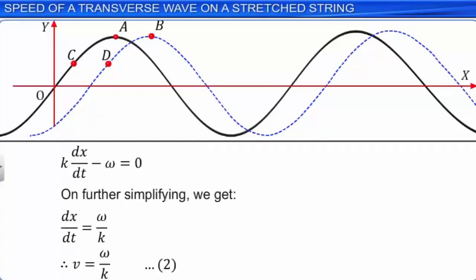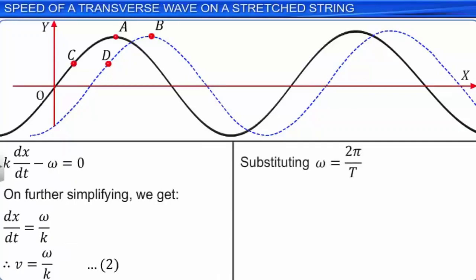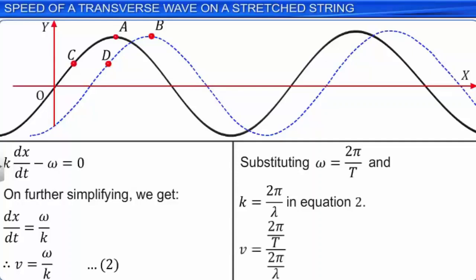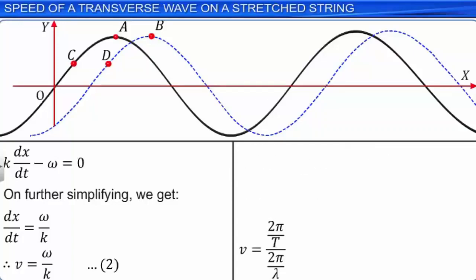Substituting omega equal to 2 pi by T and k equal to 2 pi by lambda in equation 2, where lambda is the wavelength of the wave, we get v is equal to 2 pi by T divided by 2 pi by lambda. This is equal to lambda by T. Let this be equation 3.